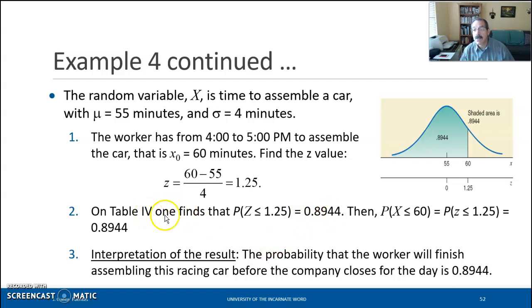So the probability that this person will be able to finish assembling the car in that 1 hour is 0.8944. The interpretation of this probability is that the probability that the worker will finish assembling this racing car before the company closes for the day is 0.8944.